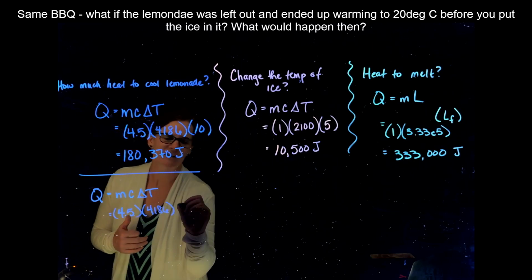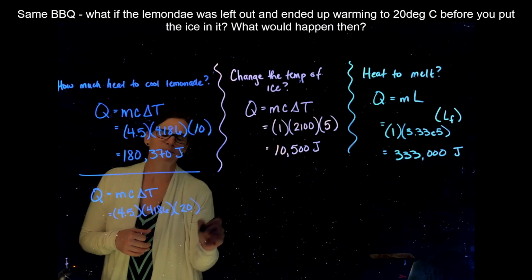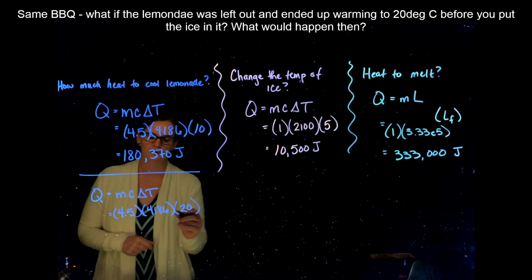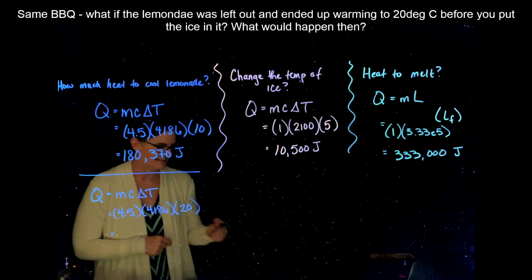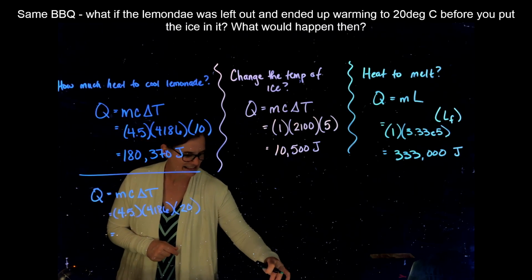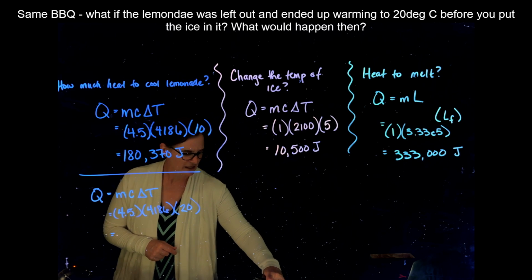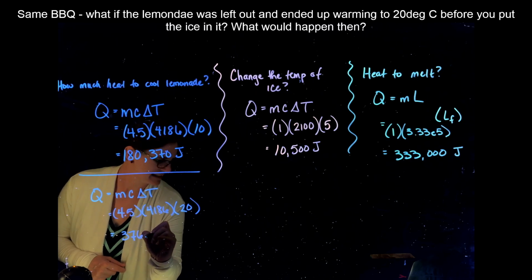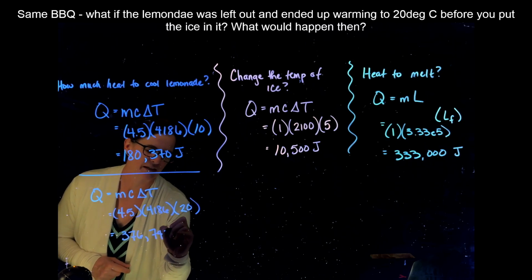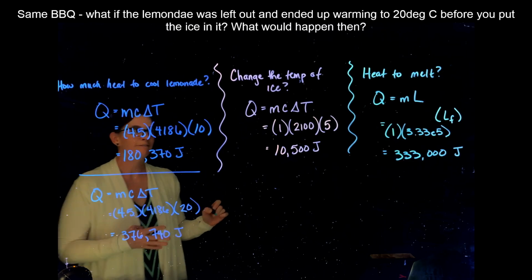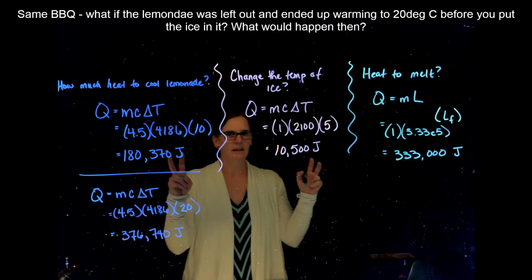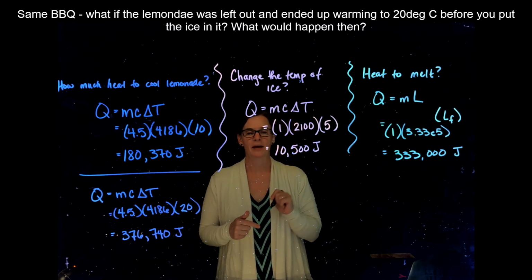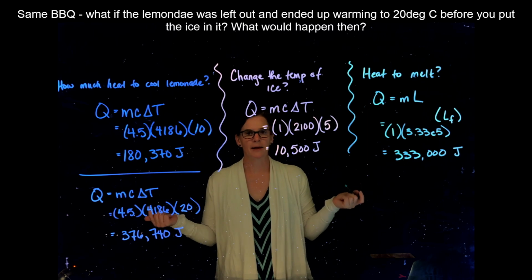And now we're going to try to decrease its temperature by 20 degrees. So our change in temperature is 20 degrees. So this is a doubling of the amount of heat that's needed. And instead, we need 376,740 joules of energy would be available to do this process, to melt the ice. So does the ice melt?